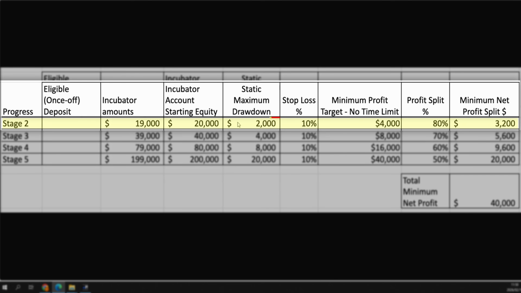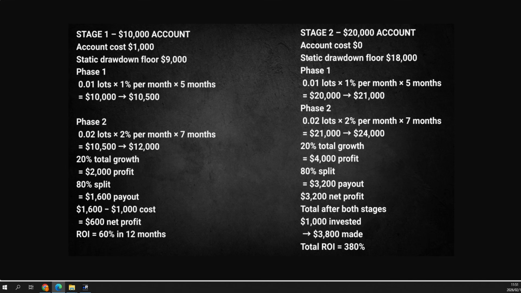Here, our static drawdown is a little bit bigger because it's a bigger account, so we have $2,000, which means that we only have to keep it above $18,000, right? Our profit target is $4,000. Our profit split is 80%, which means that at the end of it, we're going to get $3,200. Let's go back to the graphic and look at stage 2. So on a $20,000 account, our account cost is 0, as I said. Static drawdown is 18,000. We're going to just keep it above 18,000. So in phase 1, we're going to do the same thing we did on stage 1.